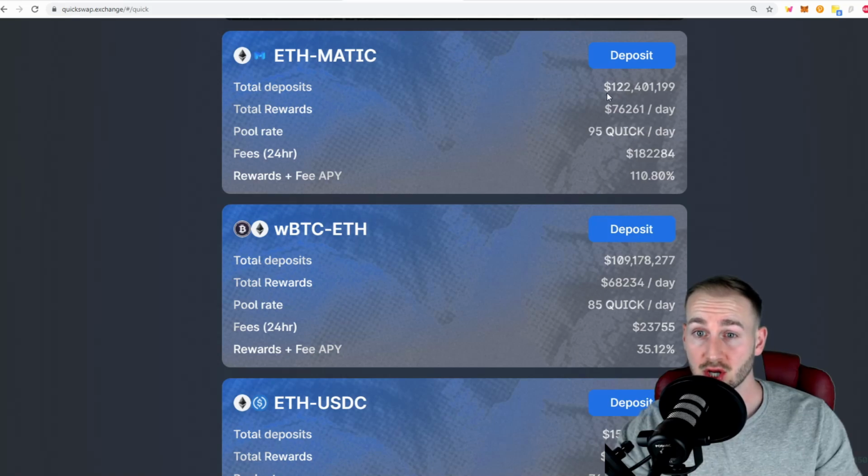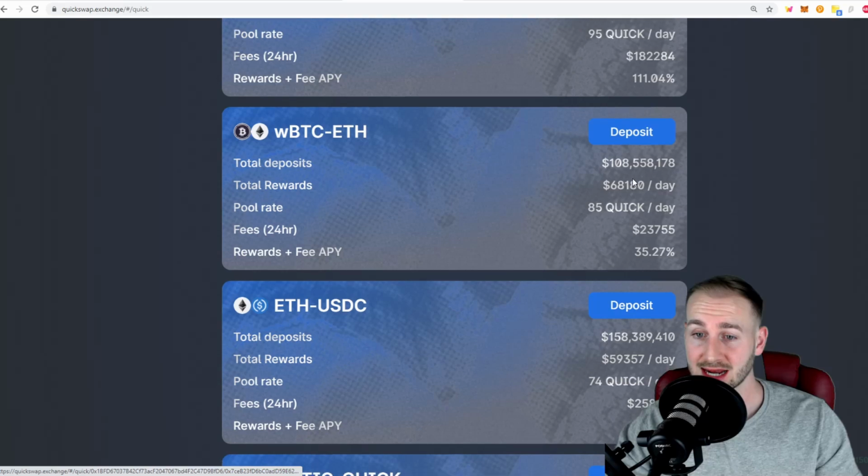So we can see the total depositors, the total rewards, the Quick rewards per day, the fees accrued in the last 24 hours, so over $182,000, and then the rewards plus the fee APY averaging around 111% right now. If you want to provide liquidity for any of these, go ahead and click deposit.